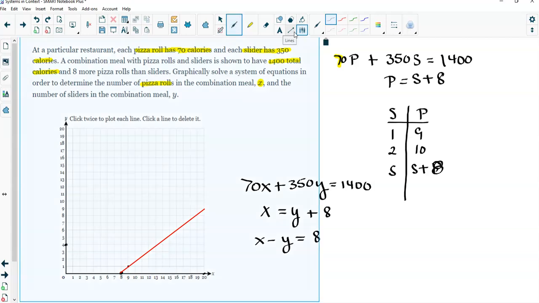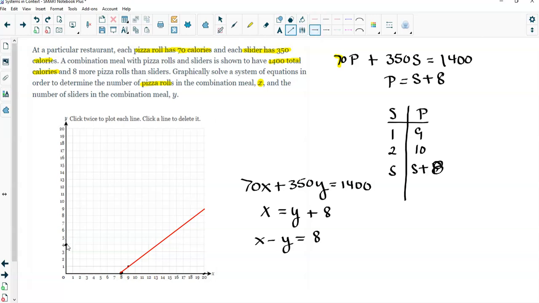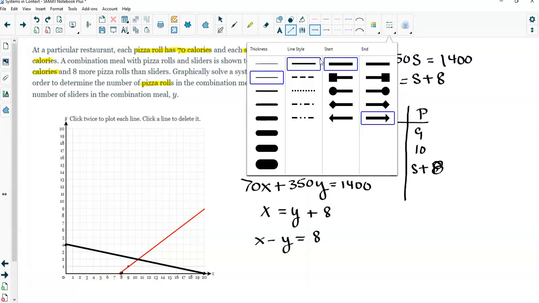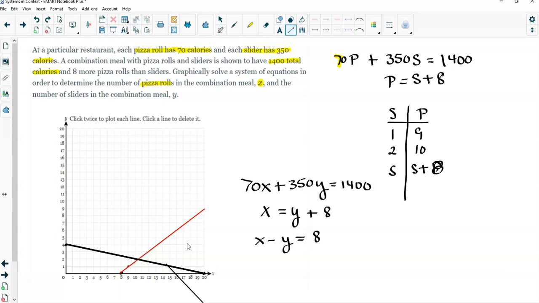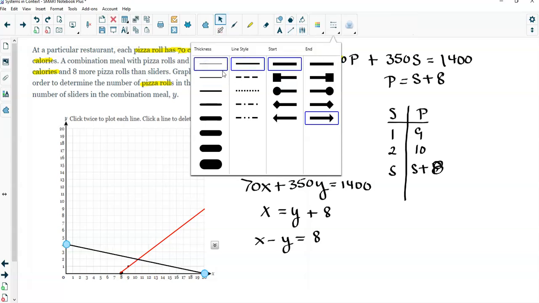So that means the other line goes from here to there. Okay. So that means my solution is right here at 10, 2. Whatever that point of intersection is, that would be my solution. Let's make that thinner. Sorry about that. There we go. So my solution is right there, the intersection of the two. So that would be the graph.